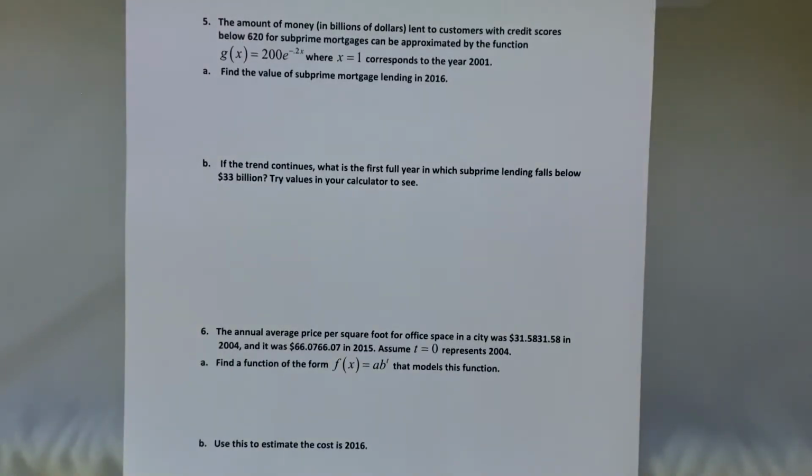The amount of money in billions of dollars lent to customers with credit scores below 620 for subprime mortgages can be approximated by the function g of x equals 200 e to the negative 0.2x, where x equals 1 corresponds to the year 2001. Find the value of subprime mortgage lending in 2016.